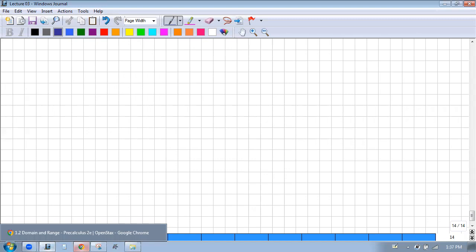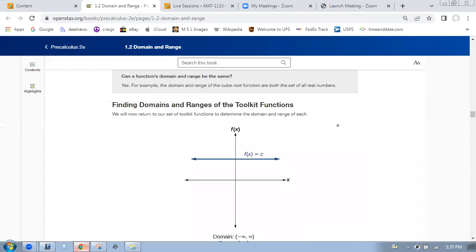Okay, so here's our toolkit functions. f(x) = c. Give me any input, the output is the same number c. The domain is any real number, it goes forever right and left. The range is just the number c. It's the only thing you can get out of it, right? This thing doesn't go up or down at all. The range is just c.